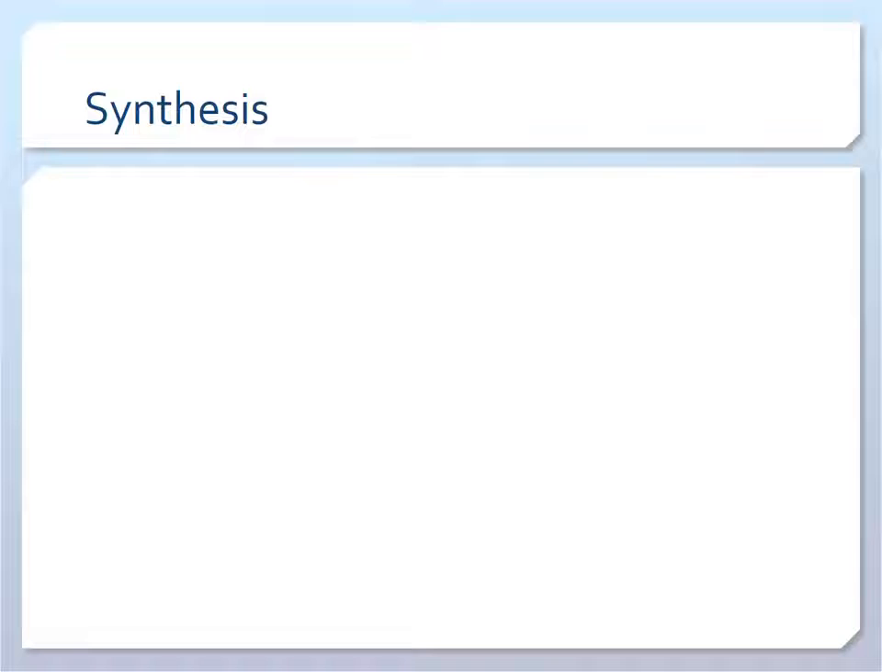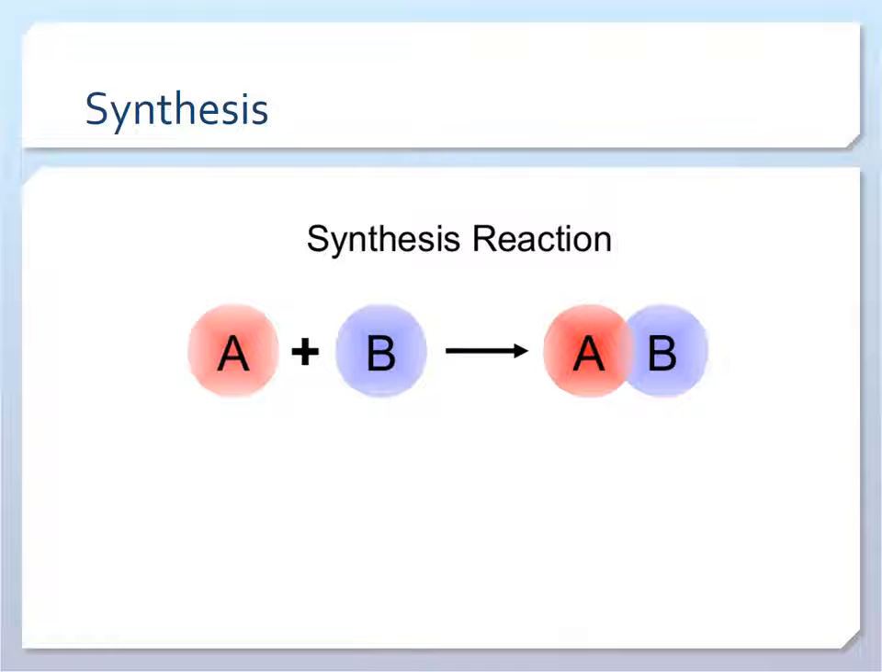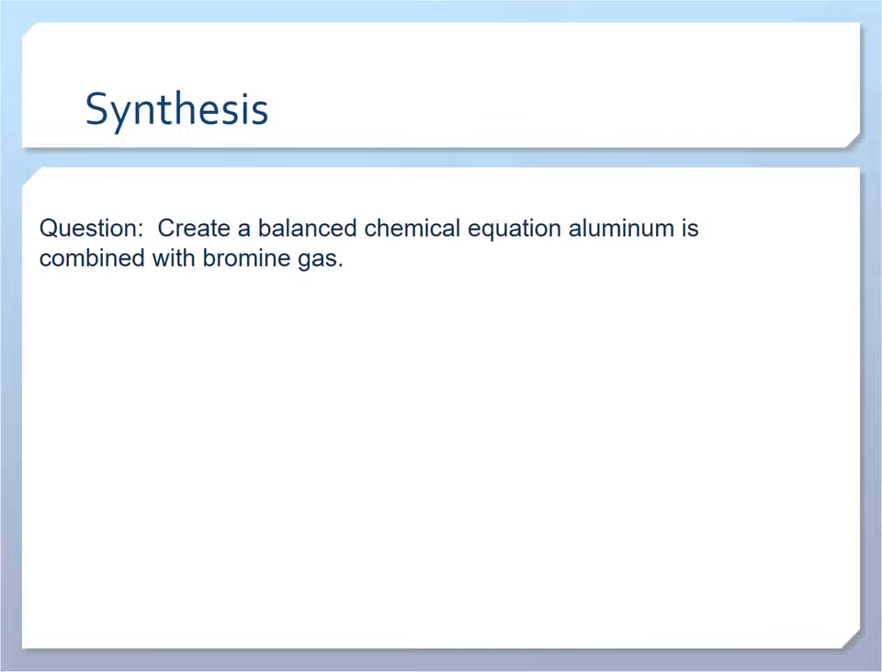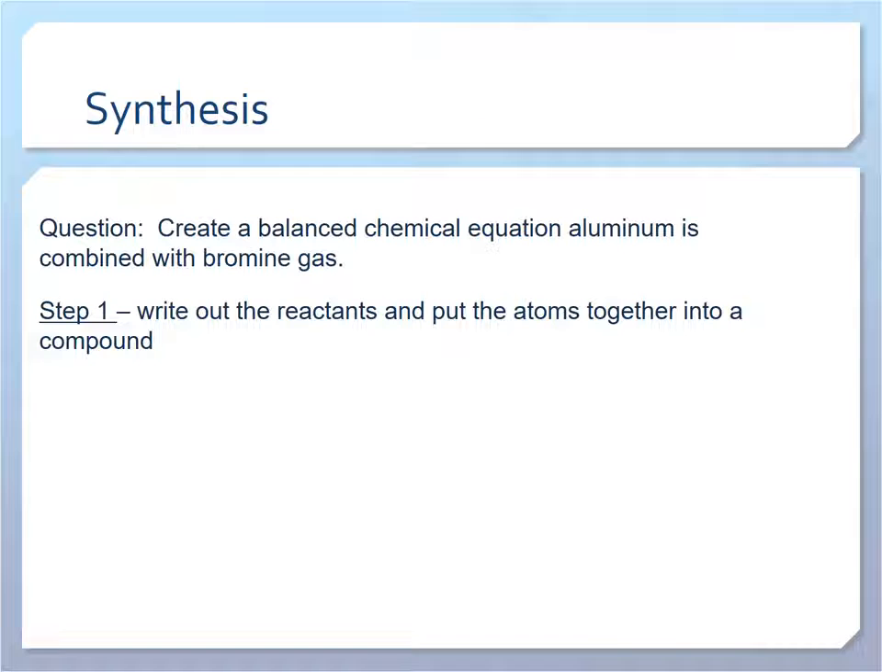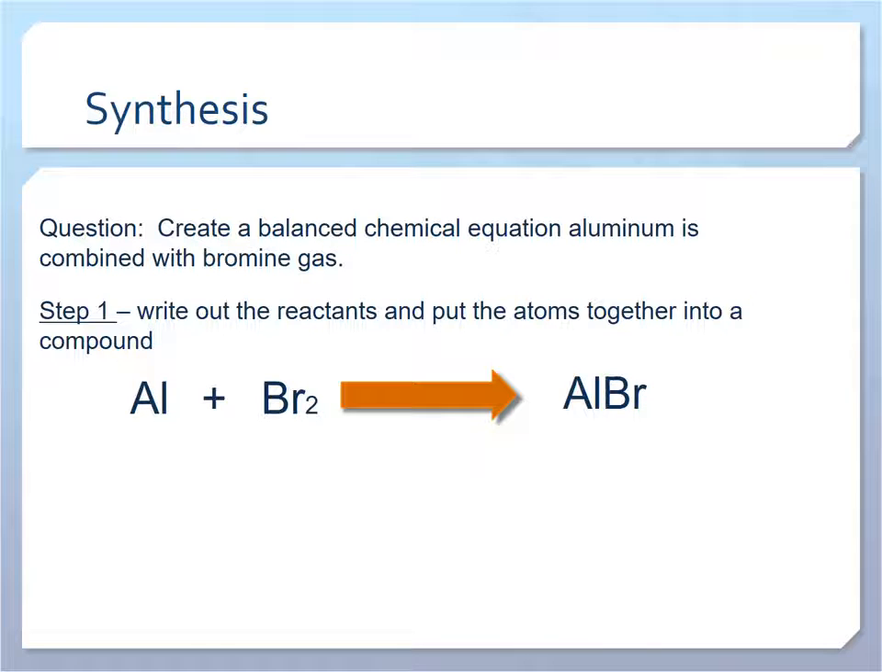The opposite of decomposition is a synthesis reaction. So synthesis would be two elements combining to make one compound, AB. So let's take a look at an example. Aluminum is combining with bromine gas. So we'll write aluminum by itself, and we'll put bromine as a gas. It's a diatomic gas. And so the two elements are going to be aluminum and bromine combining, and this may or may not be the correct formula.